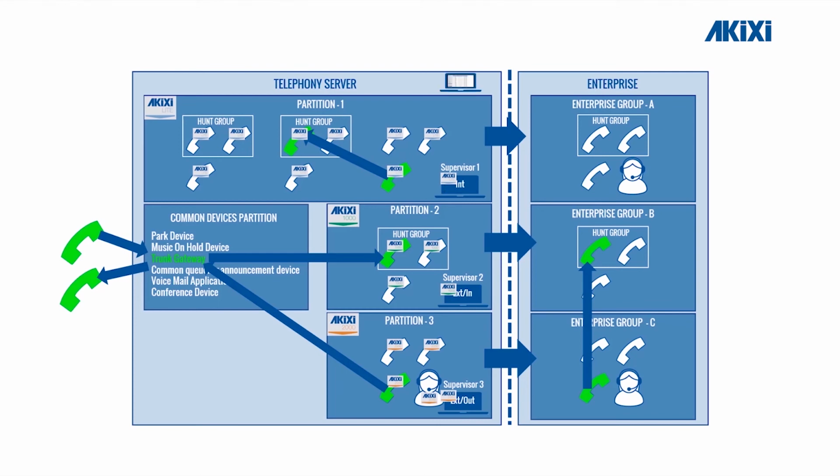And again, let's just look at how a telephony server level supervisor would see that. It would first of all see the 2 internal calls from partition 1, an external inbound call from partition 2, and an external outbound call from partition 3. So that supervisor again would see that as 4 different calls.